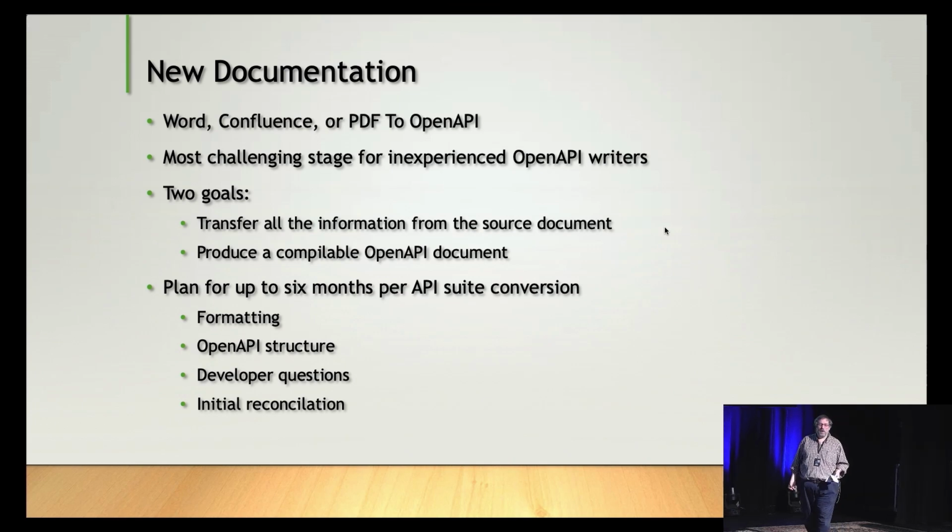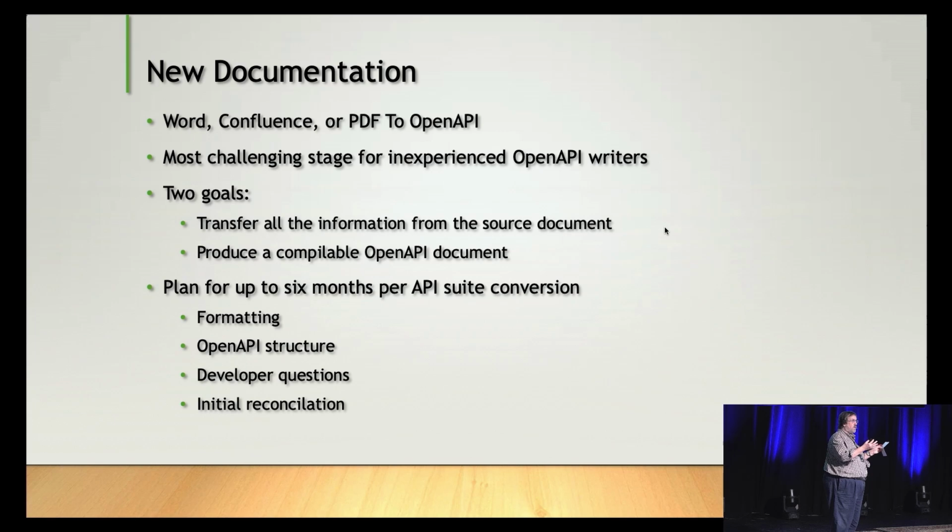So the new documentation is basically that. You don't have an OpenAPI file, and you want to convert an existing API, such as in Word or Flare, into OpenAPI.